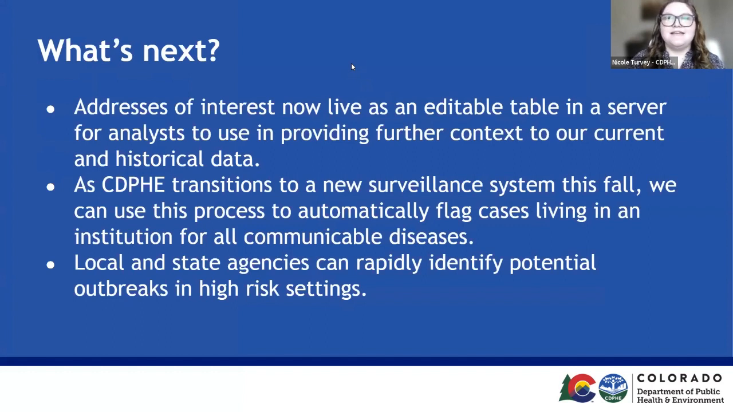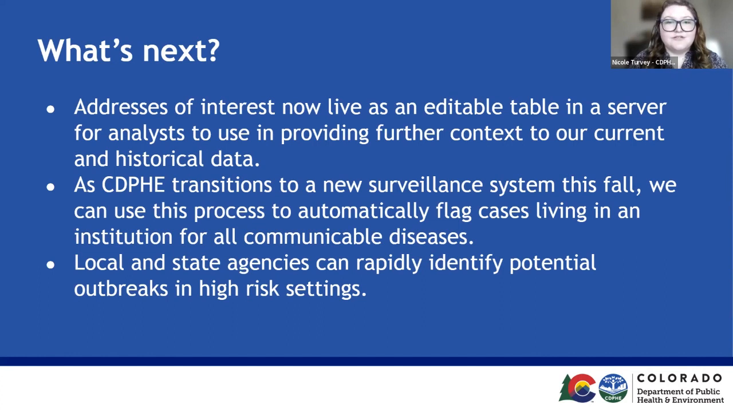In terms of what's next, we are using this addresses of interest process, and it's an editable table. So counties can come back to us and say, we'd actually like you to change this address or add this address. Our own analysts can add addresses as they see fit. Our internal agencies can add and take away addresses as something closes and opens. It also allows our analysts to give further context to both past data and current data for how this virus moved through these special populations.